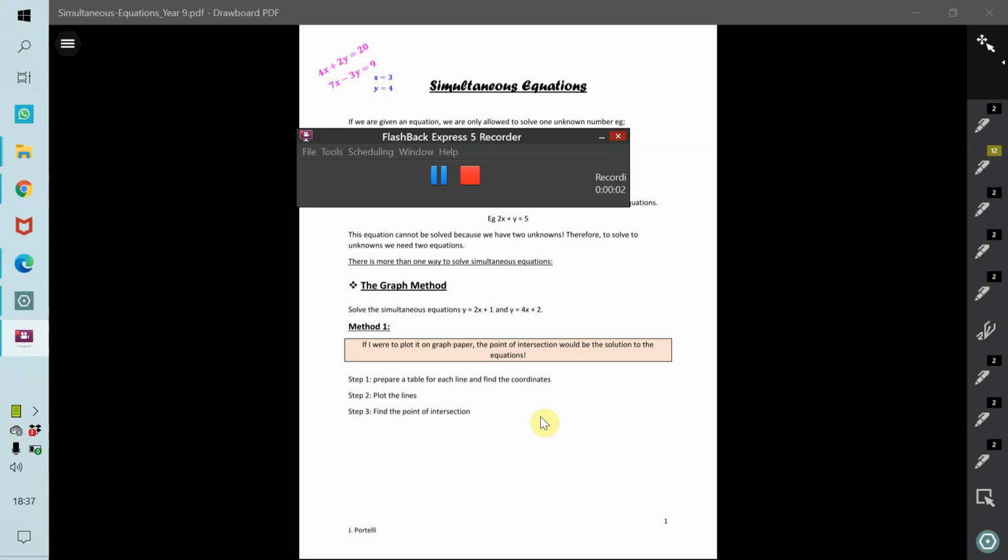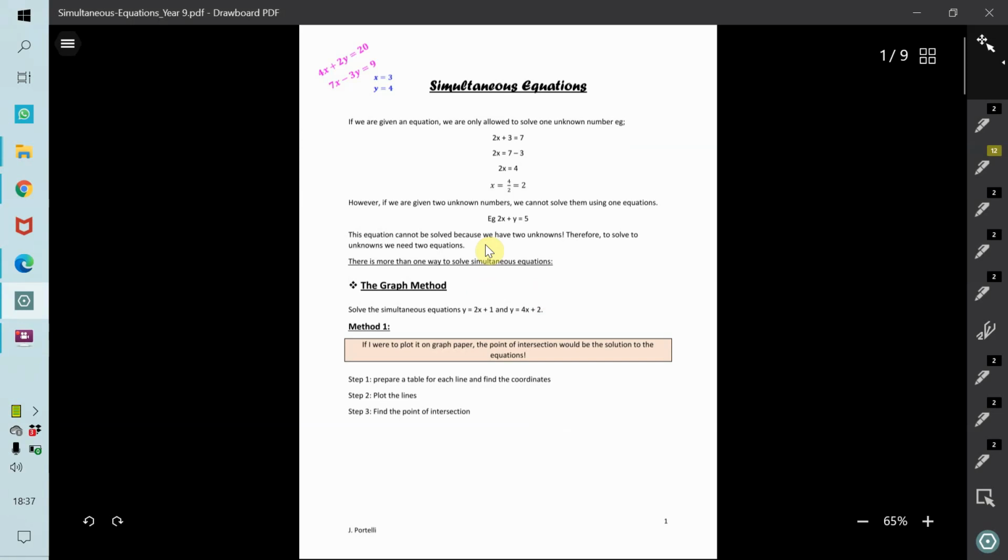So hi girls. So today we're going to be starting a new topic, something that you haven't done before, but we're building on the concept of solving equations.